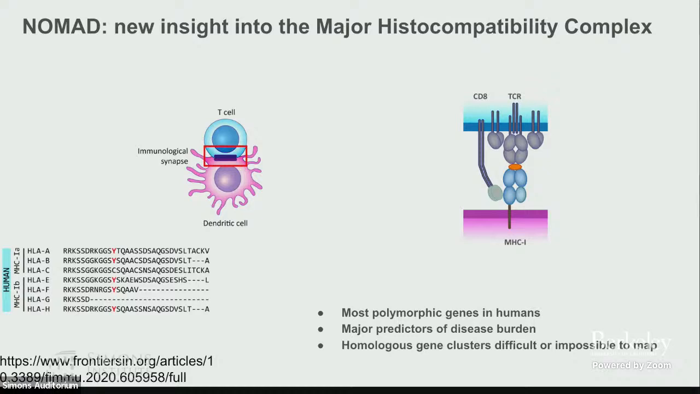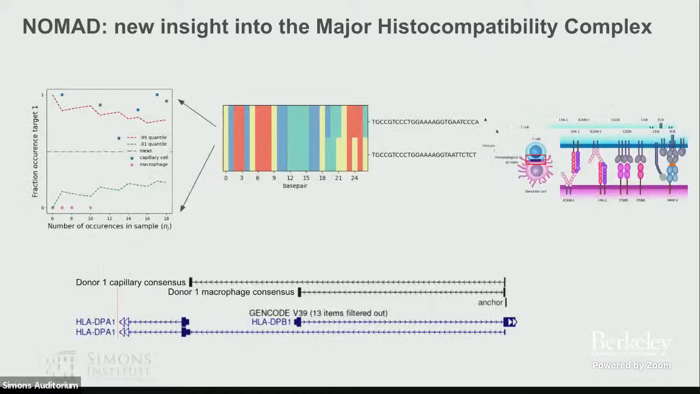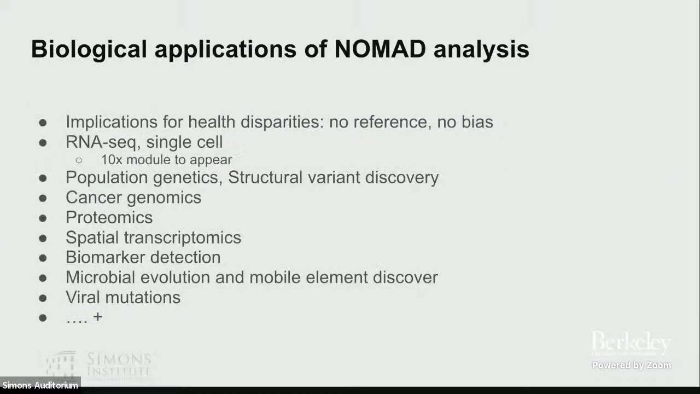I think for time reasons, I'm going to skip this, but the major histocompatibility complex is a gene locus that is one of the most important for protecting our bodies against cancer and viruses, but has large numbers of homologs that make alignment-based approaches essentially unable to resolve haplotypes efficiently. Okay, so in summary, there are really myriad applications of NOMAD analysis in the biological realm.